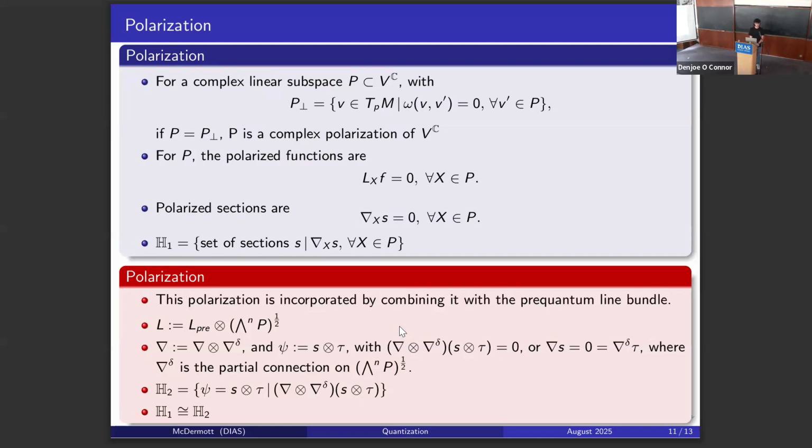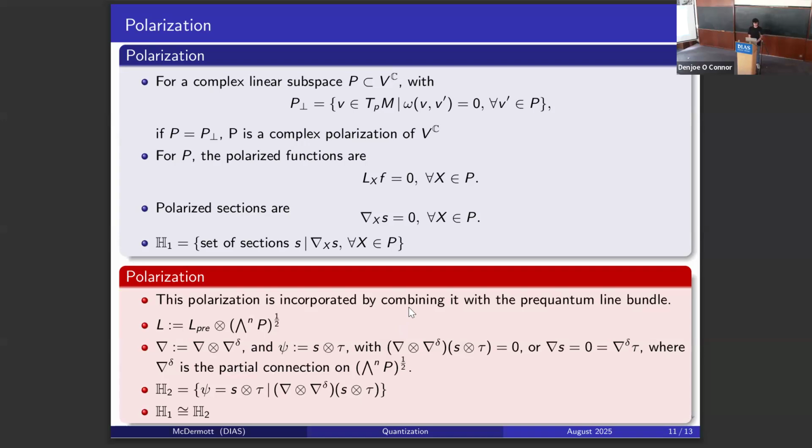But if we have some complex polarization, then for any vector fields X in our complex polarization, the Lie derivative of functions with respect to that vector field should always be 0, and the connection of our sections should also always be 0. So then this gives us our new Hilbert space, which is the set of sections such that the connection of our sections with respect to these vector fields X is equal to 0.